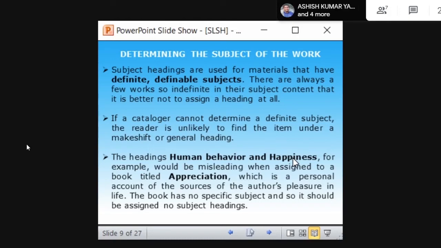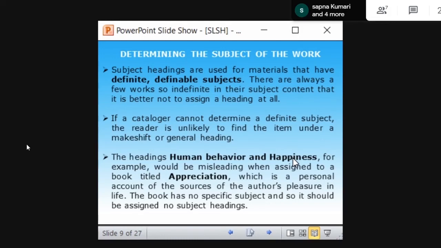So Appreciation is talking about the author's pleasure in life. It is not about human behavior. It is talking about the personal appreciation the author received. So when you assign this to general happiness or general human behavior, it will mislead. It will not be right. So in that case, it should not be assigned any specific subject heading. This is an example.